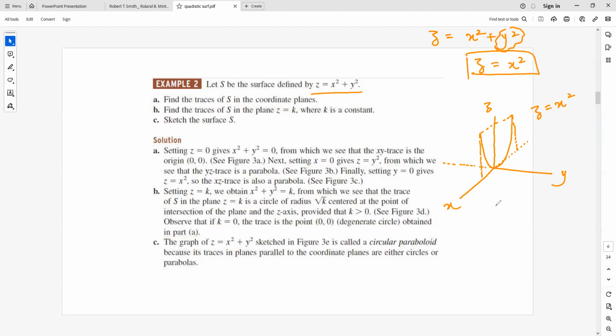Now for the trace of this surface on the zy plane, if we neglect this x squared, we'll get z equals y squared. Now this will be somewhat like this. This is x, this is y, this is z. Since this is z equals y squared, the parabola will be like this. All right.